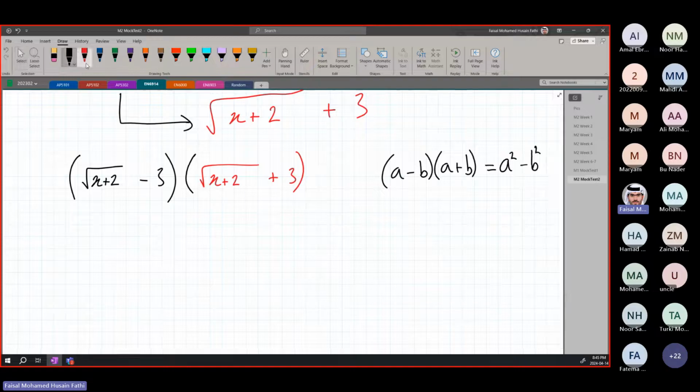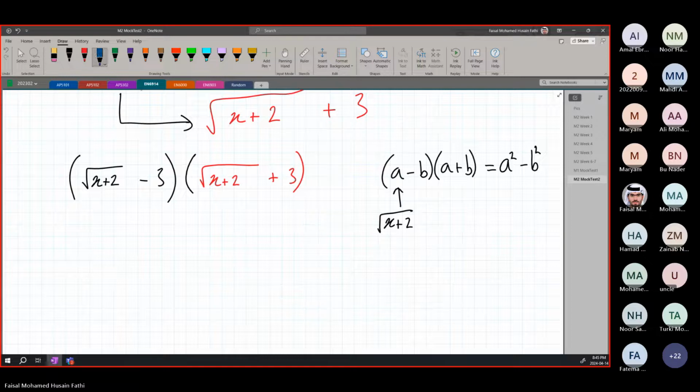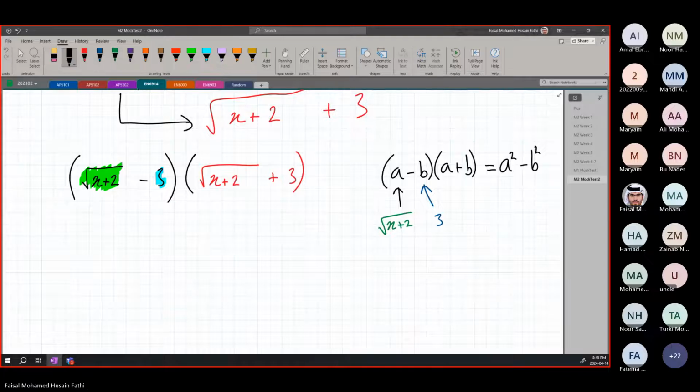So our a in this case is the square root of x plus 2. And our b value is 3, because here we have 3. So this is our b value, and this is our a value. This is why it is 3 for b, and for a, it is the square root of x plus 2. Because it is in the same form. So if you notice, a minus b, same thing, and then we have a plus b. This is the whole idea of this.